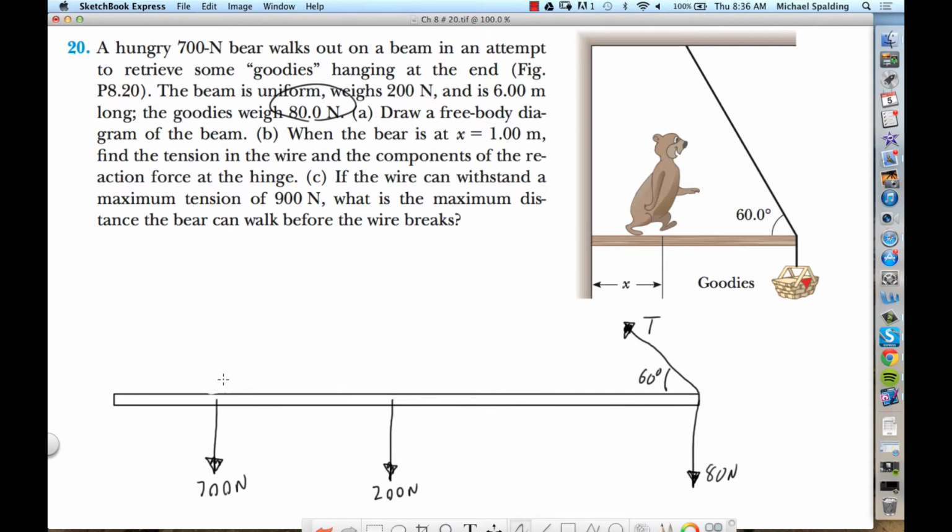Okay, now, right here, part B says when the bear is 1 meter away from the wall, find the tension in the wire and the components, right here, the components of the reaction force. This is very confusing, what they mean by that. So the components of the reaction force, if you think about it, the wall is right here, right? The wall exerts a horizontal force pointing to the right. So I'm going to label that force horizontal, and it also exerts a vertical force.